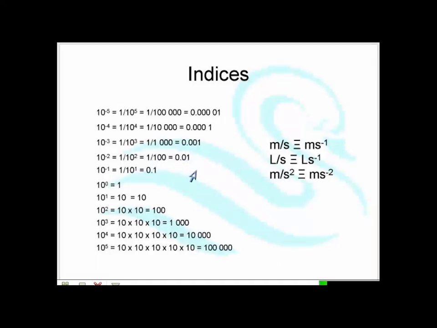Now, why this becomes important is because when we're talking about flows and speeds and accelerations, we often talk about meters per second. Now, by the laws of indices, meters per second can be written meters second to the minus 1. So if you see something written on a page that says 20 meters second to the minus 1, what that means is that's the same as 20 meters per second, because they're different ways of writing the same thing.